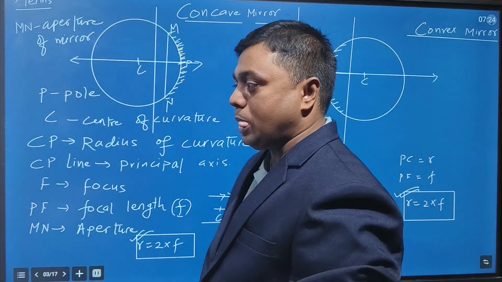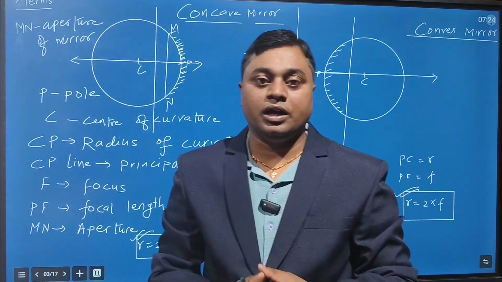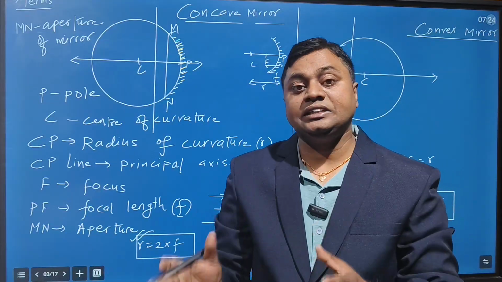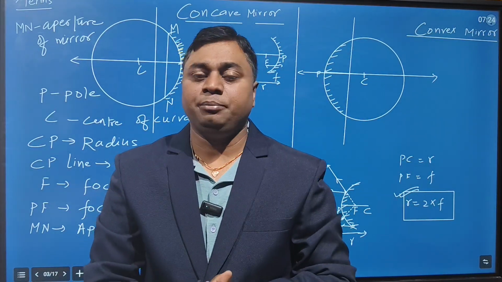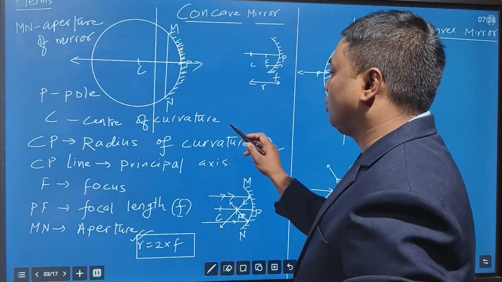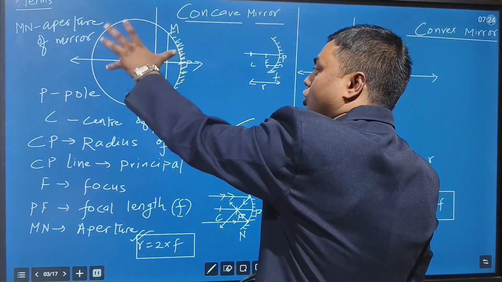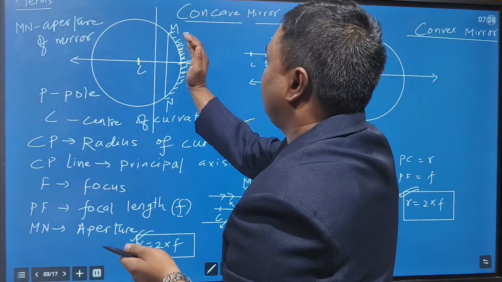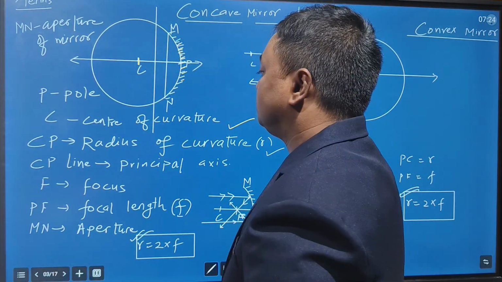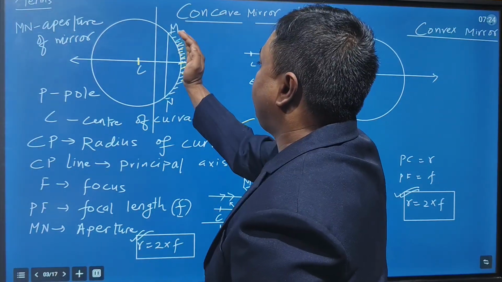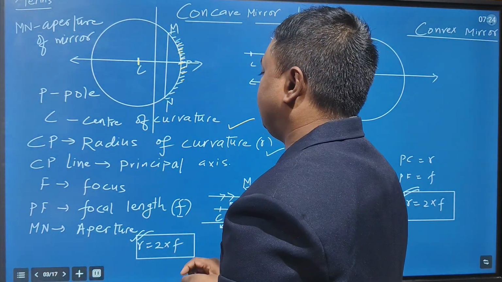We have certain terms in the mirror: pole, center of curvature, focus, focal length, radius of curvature. You should understand each and every term related to the mirror. First, the center of curvature. It is the center of the sphere of which the mirror is a part. The midpoint of the reflecting surface of the mirror is called P, that is, the pole.